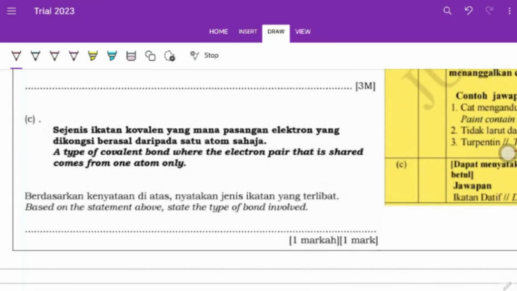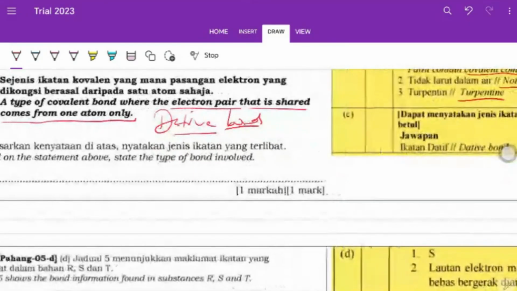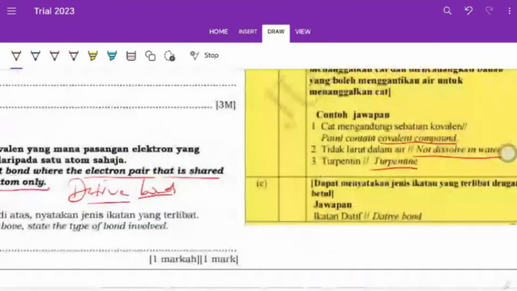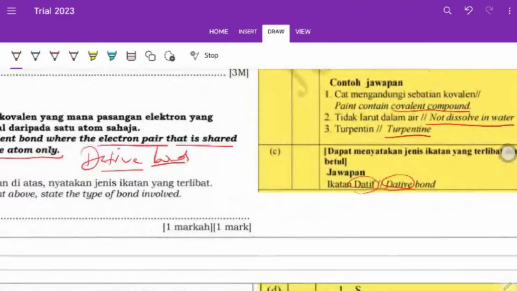A type of covalent bond where the electron pair that is shared comes from one atom only. So what is this bond? Dative bond, or coordinate bond. Based on the statement, state the type of bond. Very simple now. So it's dative bond.